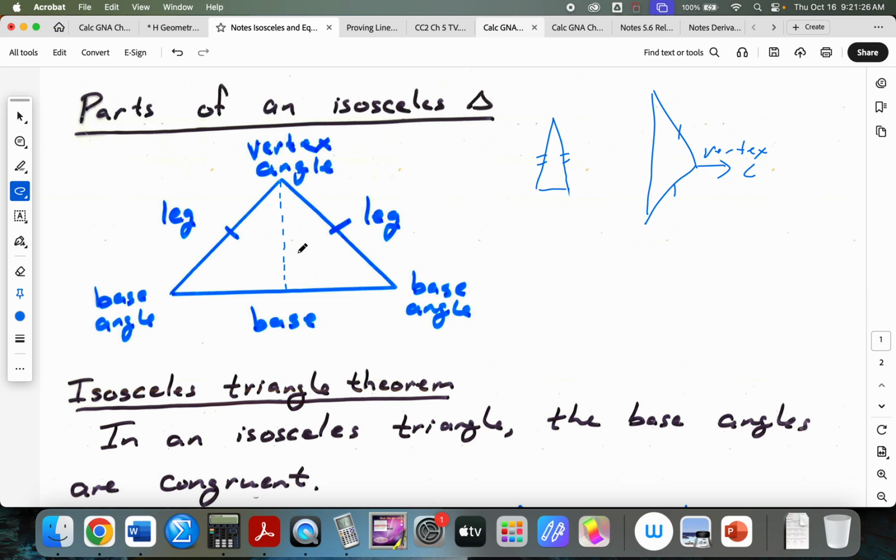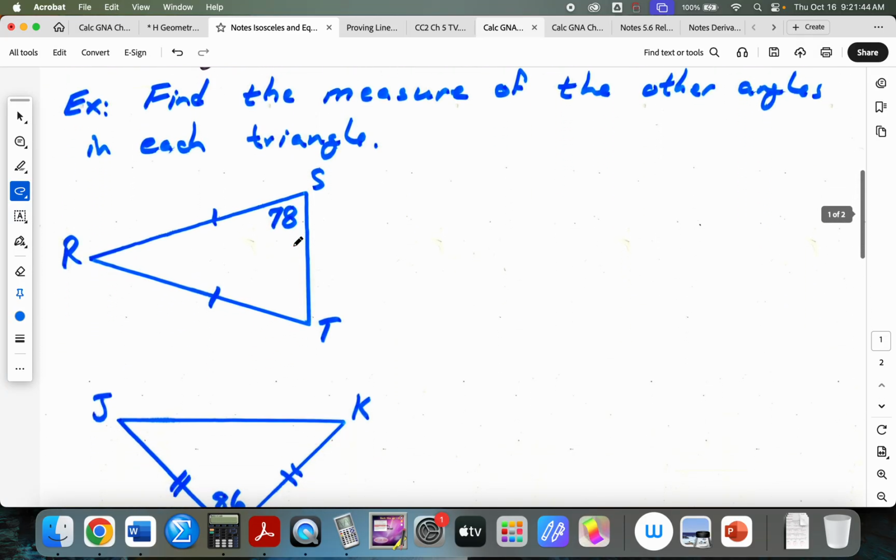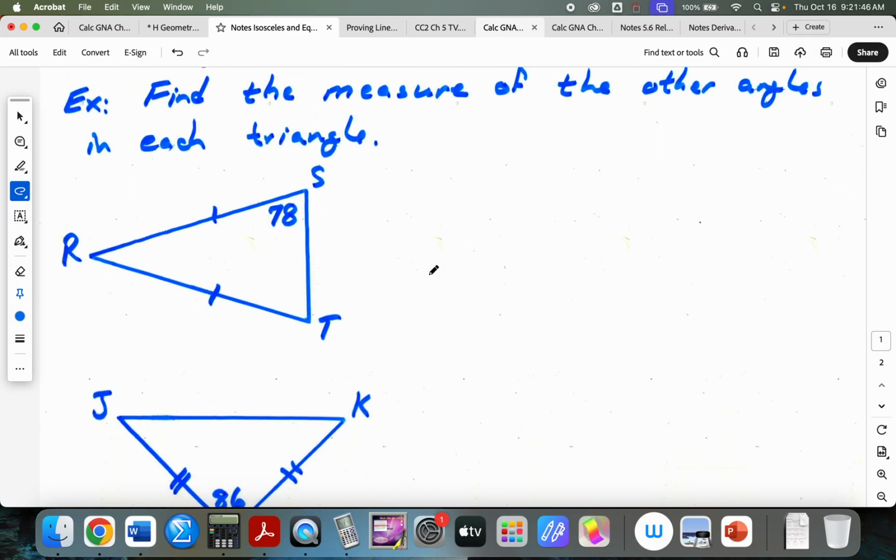Yeah, it's because these two triangles, if I drop it in like this, so that that's at a right angle to the base, these two triangles are going to be congruent to one another. So all their matching pieces are congruent. We'll get more into that later. So that'll allow us to do things like this problem. Find the measure of the other angles in each triangle.